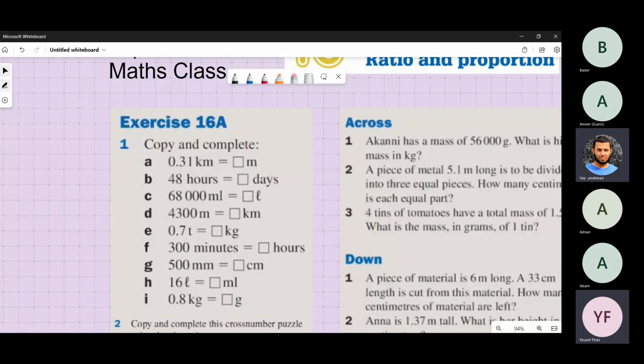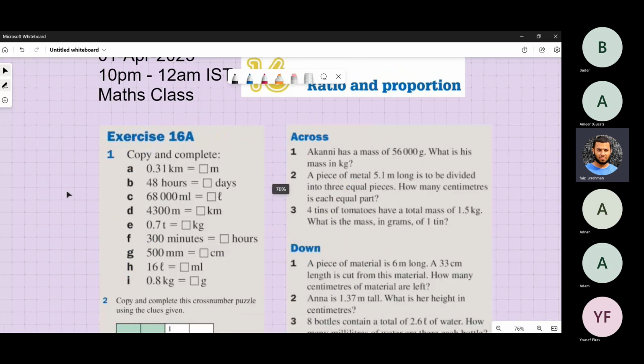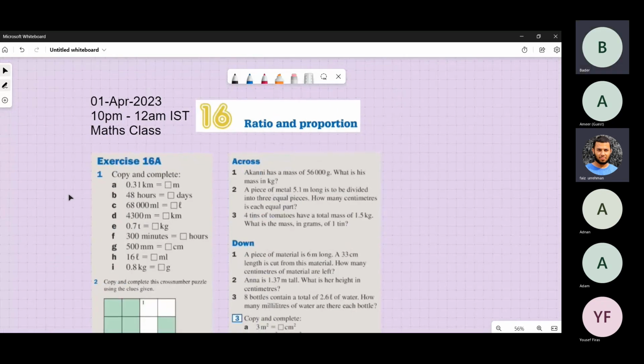Hi, sir. Who is the 5th? Ah, okay. You came at the right time. I'm just about to start and you arrived. Wow. So let's start. Assalamu alaikum wa rahmatullahi wa barakatuh. Today we have chapter number 16, ratio and proportion.